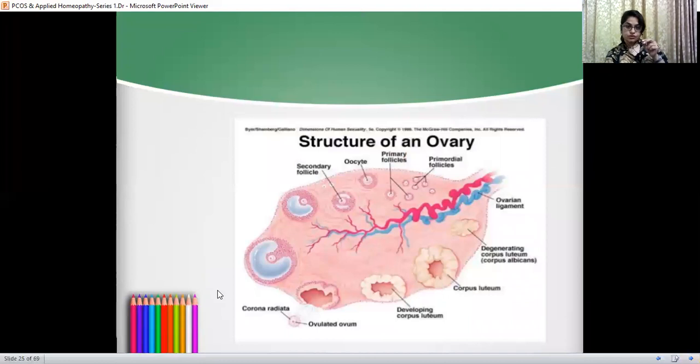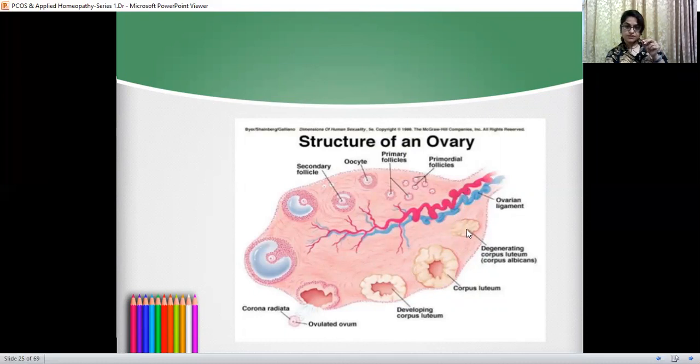So this is the structure of the ovary, you can see. This is the primary follicle. This is the secondary follicle. These are the primary follicles. You can see primordial follicles, which are present since birth. These primordial follicles get activated at puberty. So this is the ovarian ligament.